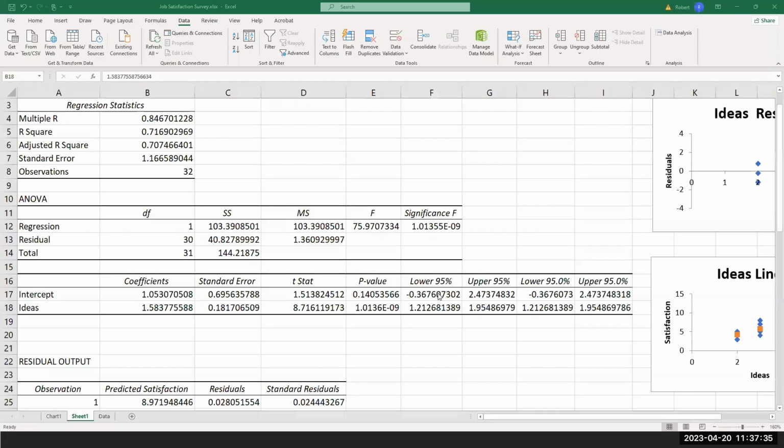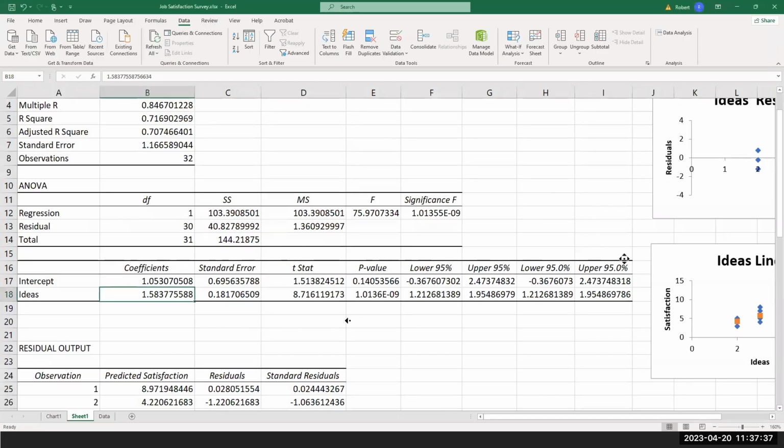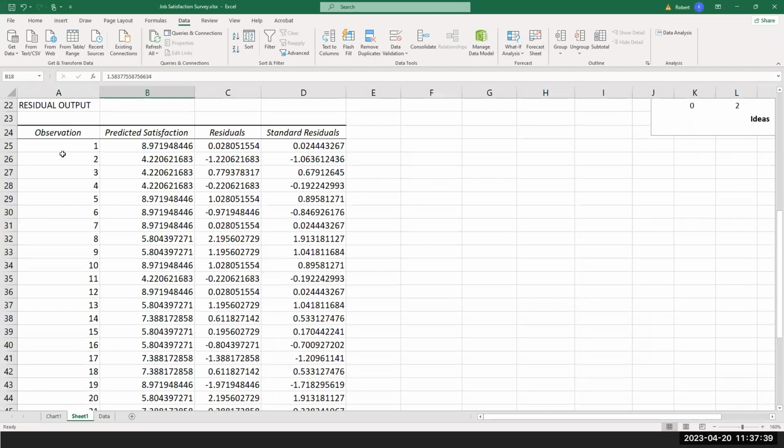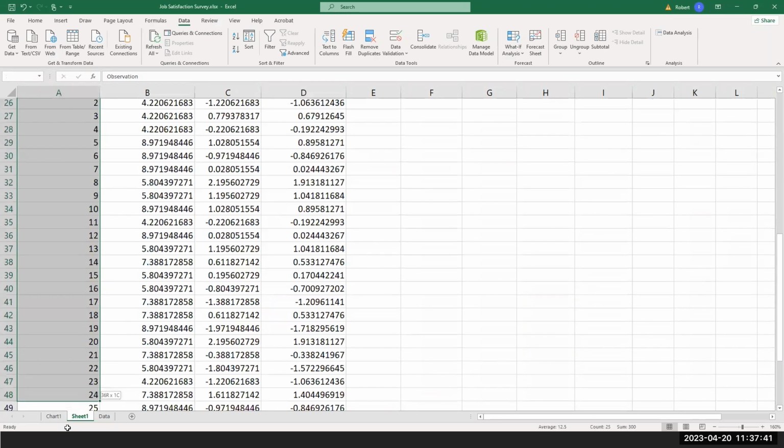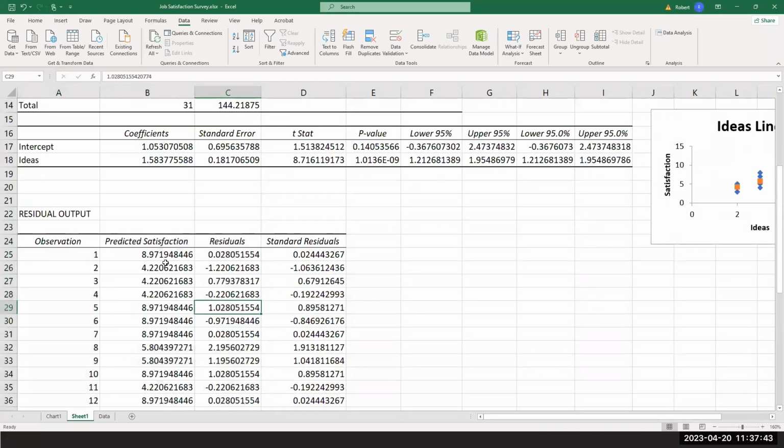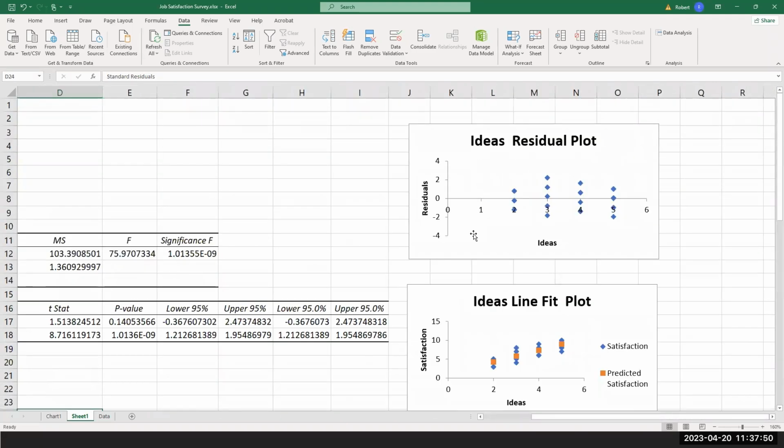So let's talk about the residual output. I've got these down below. There's this big table with all of these numbers in here. Let's figure out what this means. We've got observation, predicted satisfaction, residuals, and standard residuals. I've also got these plots over here as well. We'll talk about this.